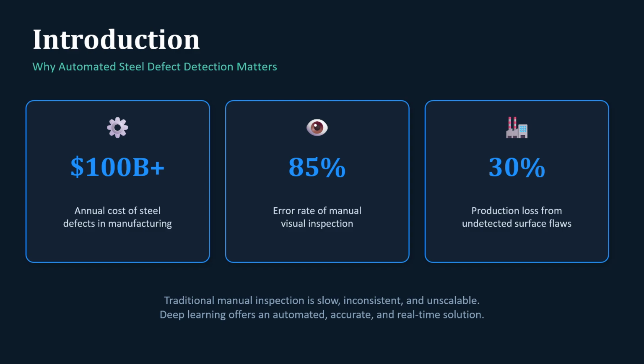So coming to slide 2, let me explain why this problem is important. Steel is used everywhere in buildings, cars, machines, and bridges. When steel has surface defects, it causes serious problems in the final product. Right now, most factories use workers to manually check the steel, but this method has a very high error rate, around 85%, and it causes a 30% loss in production. And the total cost of these defects is around $100 billion every year. So by using this project, we can offer an automated, accurate, and real-time solution to defect detection.